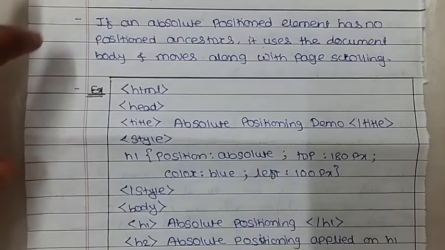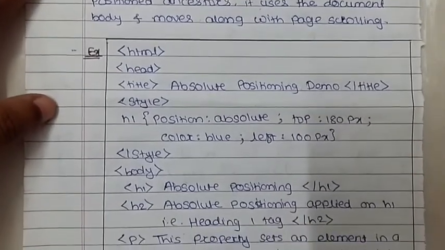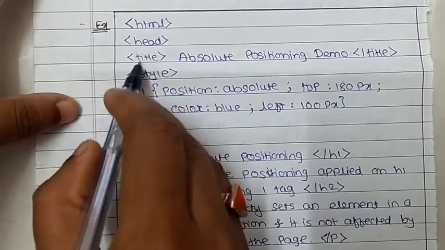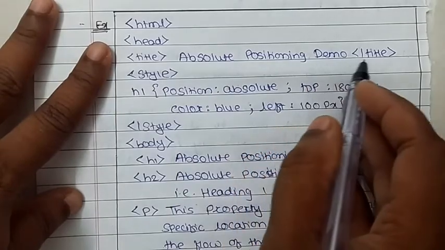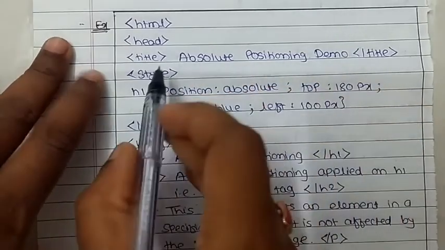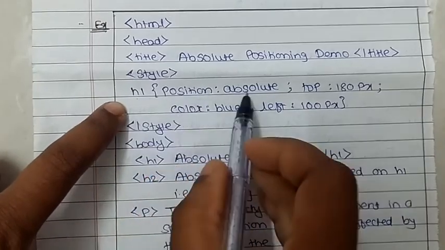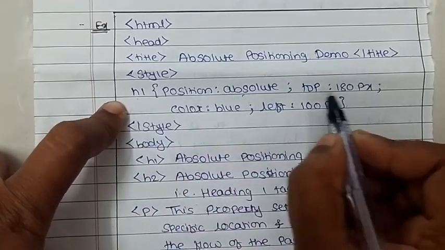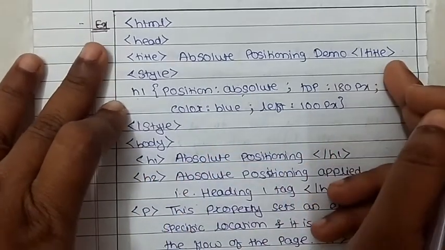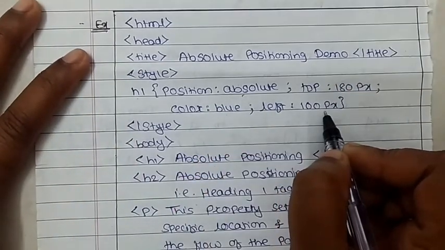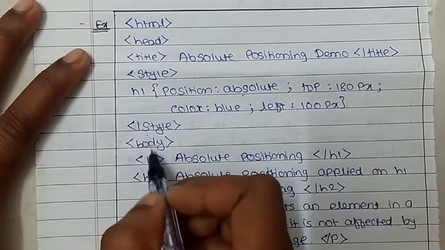Okay, so we'll discuss these two concepts with the help of an example. HTML, then head, then title, absolute positioning demo, then close the title. We have to use a style tag, then h1 with position absolute, top 180 pixels from the top side, color blue, and from the left side 100 pixels. Then close the style tag, then the body tag.